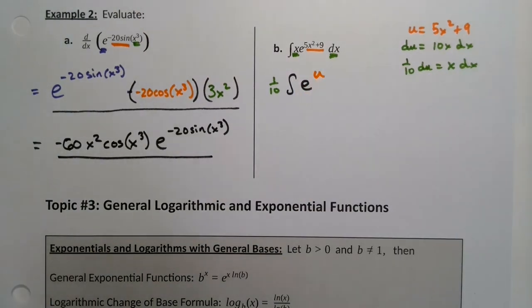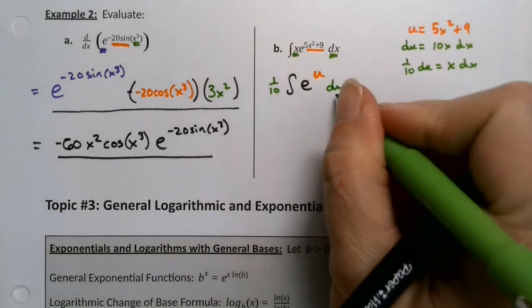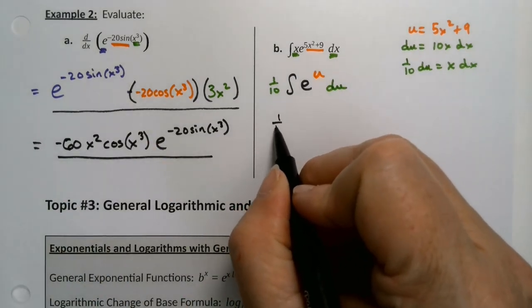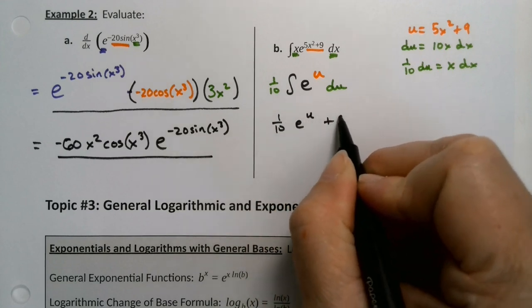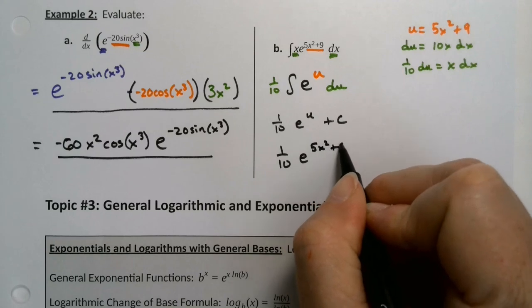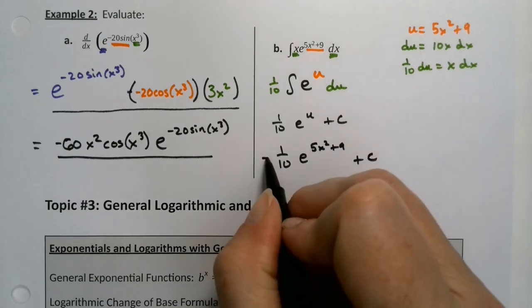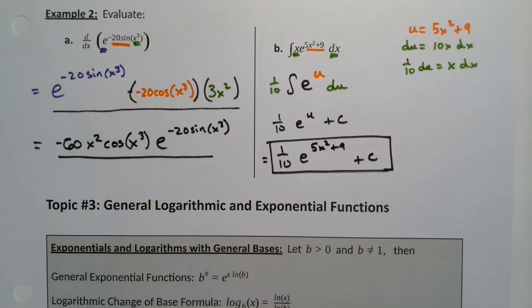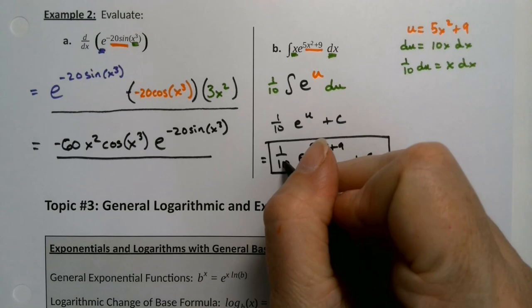But of course, the integral of e to the u is e to the u. It's everybody's favorite integral. So that would be 1/10 e to the u plus c, which would be 1/10 e to the 5x squared plus 9 plus c. Simple as that. Everybody loves e to the x, because it's just the simplest derivative and integral there is.